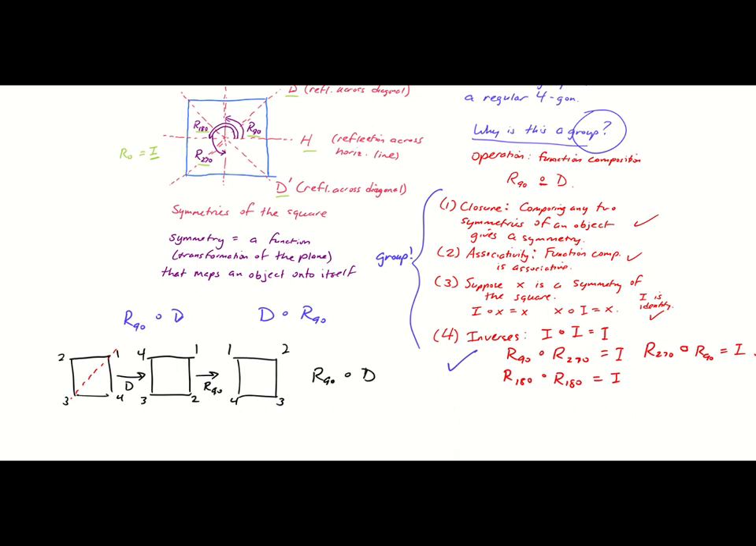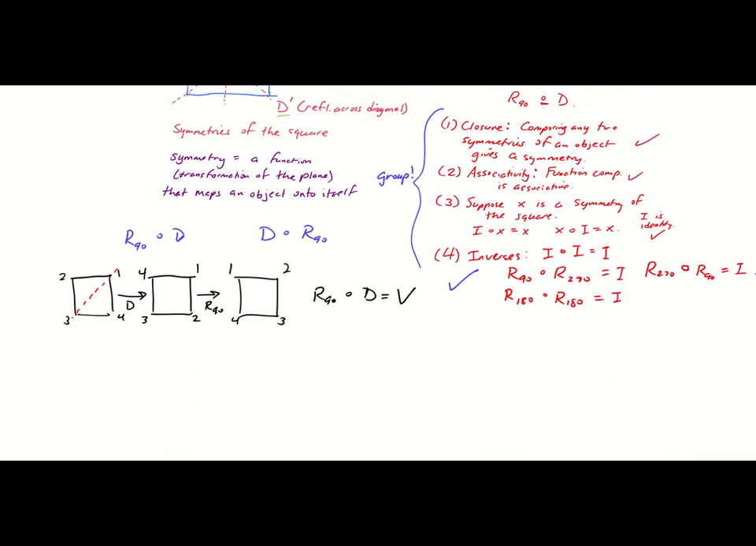Remember, I'm performing D first. What is the actual result of that, by the way? I mean, I've figured out what position the square lands in, but what actual transformation gets me from here to here? I think that is the result of flipping the original square across a vertical line, isn't it? Because I'm switching 1 and 2, and I'm switching 4 and 3. So I can actually say that R90 composed D is the reflection across the vertical. But what about the other way? What if I do D composed R90?